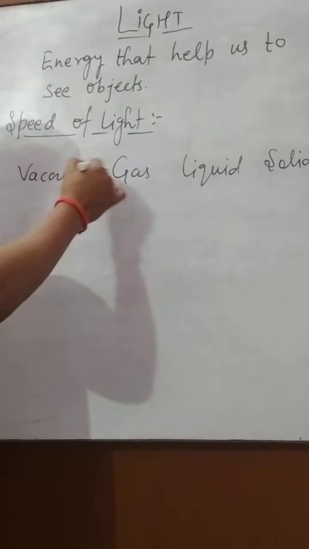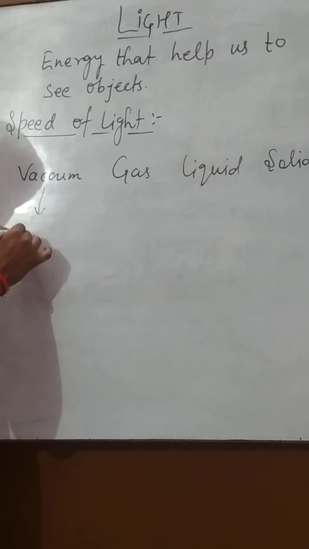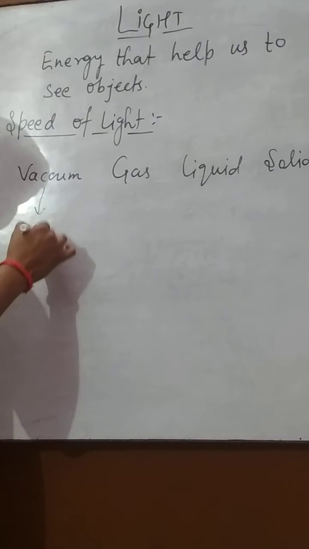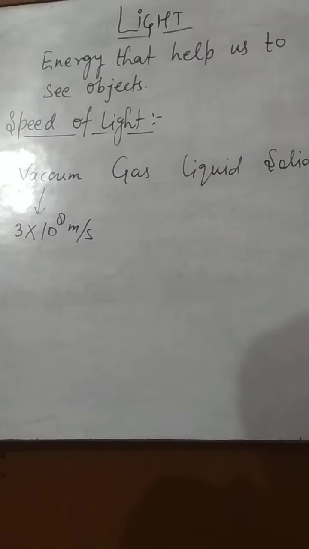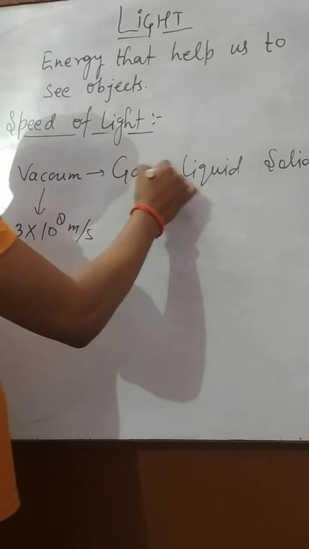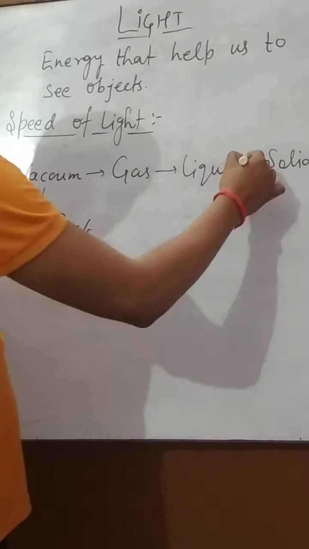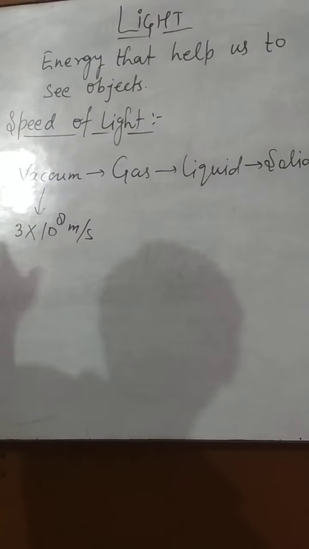What is the speed of light in vacuum? The speed of light in vacuum is 3 into 10 to the power 8 meter per second, and in the vacuum the speed of light is largest. Then after it will move in a gas, then in a liquid, and the lowest speed is in solid. This is the descending order of the speed of light.